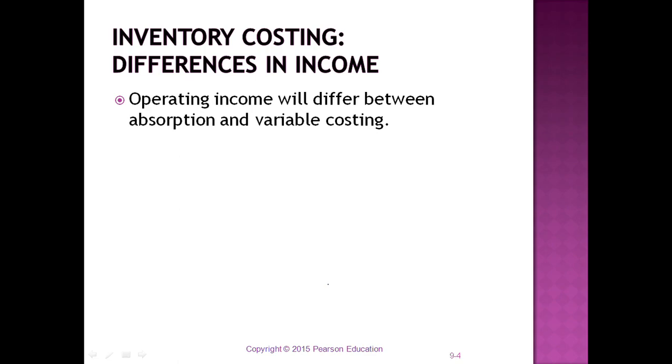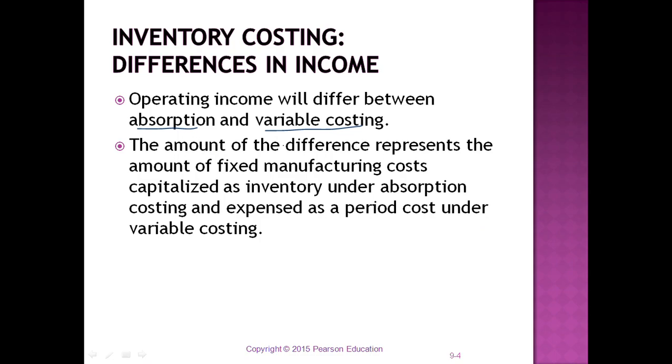We're going to say that depending on the method of inventory costing that you have chosen, the income in your income statement would appear different. That means your operating income will be different depending on whether you have chosen the absorption costing method or the variable costing method. Secondly, depending on the inventory costing method that you have chosen, the amount of difference would represent the amount of fixed manufacturing cost that has been capitalized as inventory under the absorption costing method, or expensed as a period cost under the variable costing method.